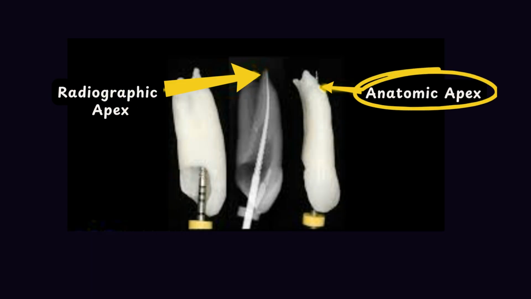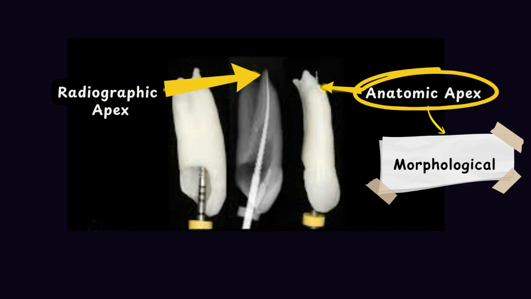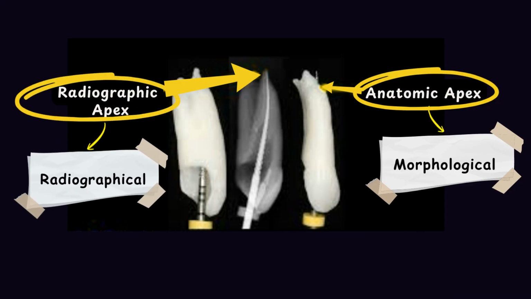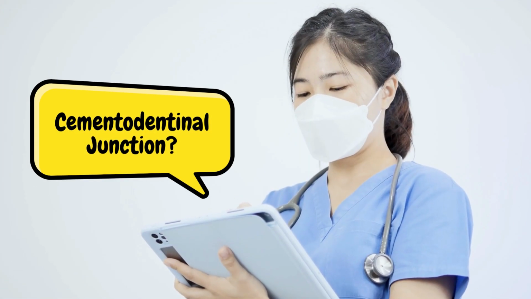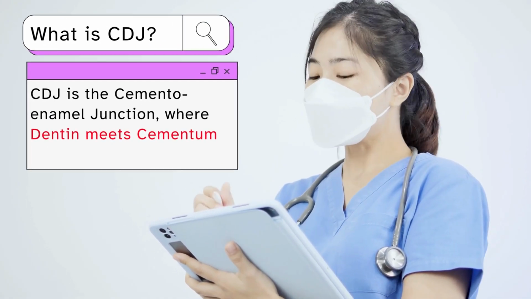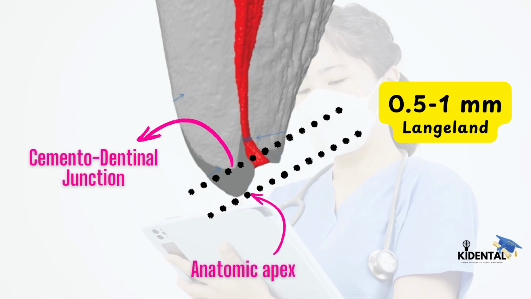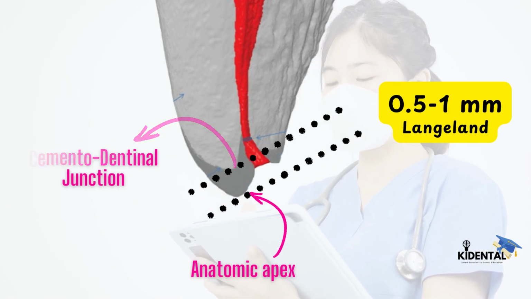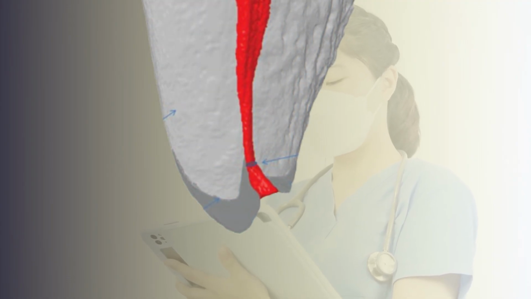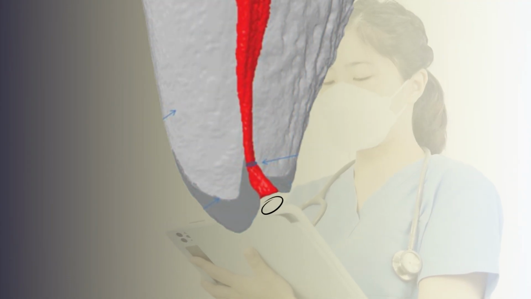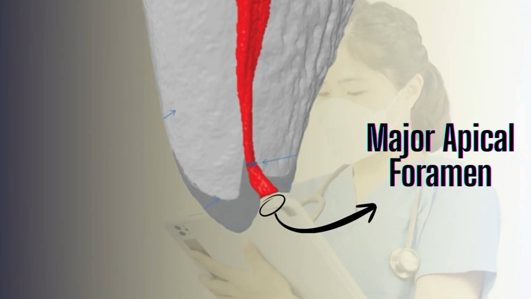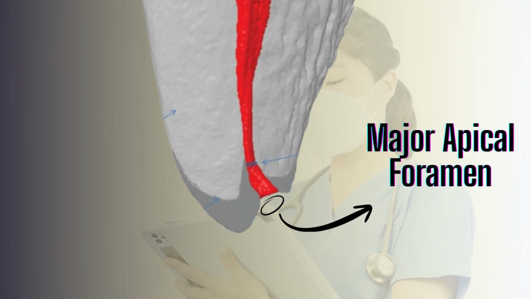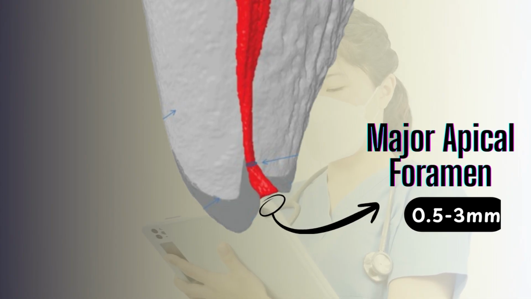Firstly, the anatomic apex is the tip or the end of the root, determined morphologically, whereas the radiographic apex is determined on the X-ray, and they aren't always the same. The cementodentinal junction is where your dentine meets cementum. It's usually about 0.5 to 1 mm short of the anatomic apex. The main opening of the root canal from where your nerves and vessels usually exit the tooth is called the major apical foramen. This foramen is never located in the center but is deviated by 0.5 to 3 mm.